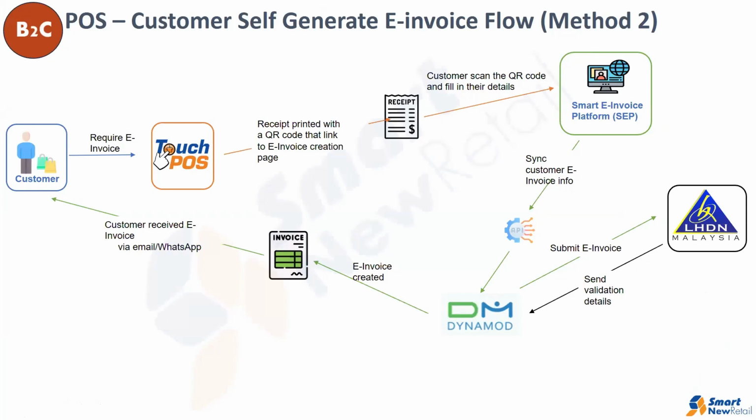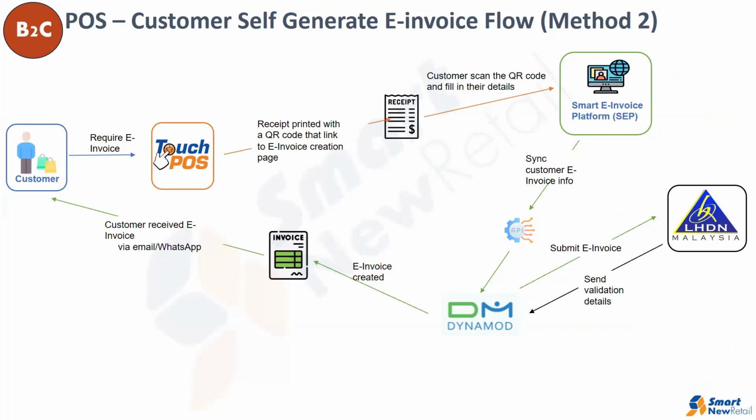Okay. This is for method two. So the customer buys from you. You print a receipt with a QR code. Then they can scan the QR code and fill in their details.